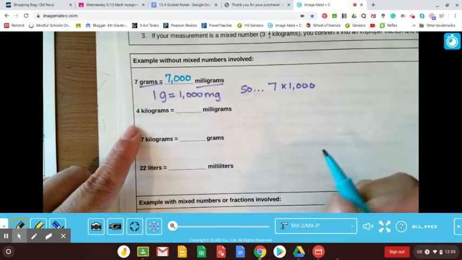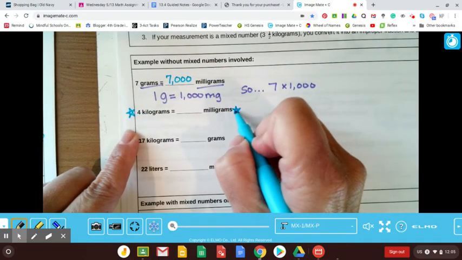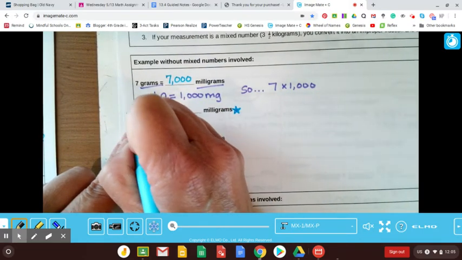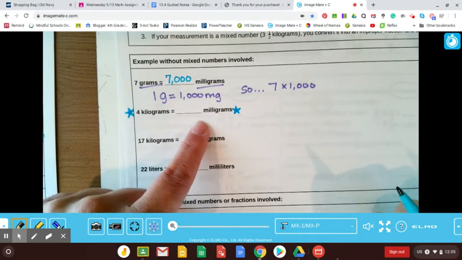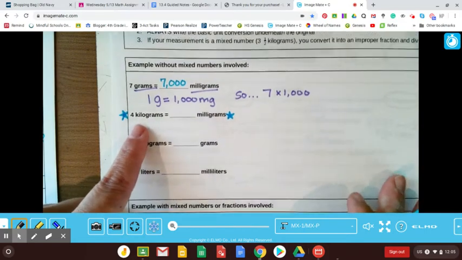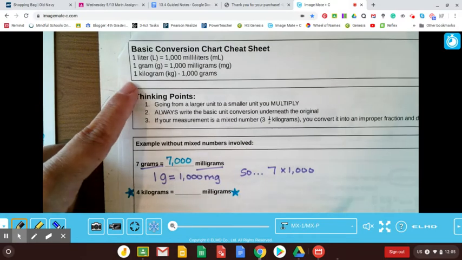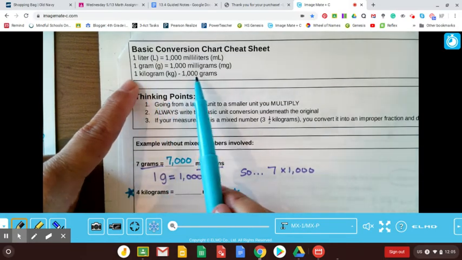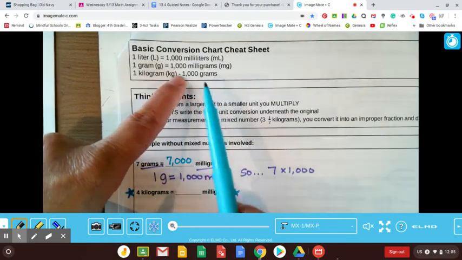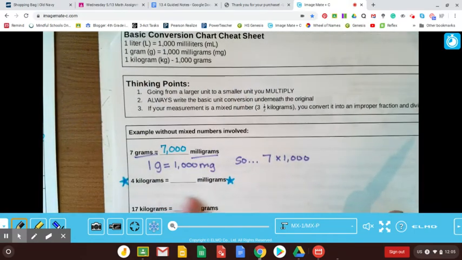Let's try this one. Now this one, I want you to put a star next to this baby. This one is a little bit confusing. It's not confusing. It's just a little bit complicated. So we're going to actually maybe draw a model for this one. So 4 kilograms is how many milligrams? And if you look up on the chart, 1 kilogram, well, I know it's 1,000 grams, but it doesn't tell me how many milligrams it is. So how are we going to figure this out?